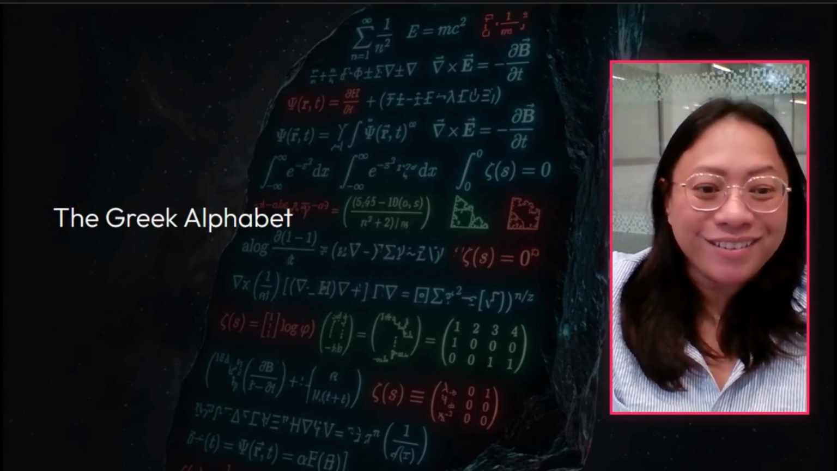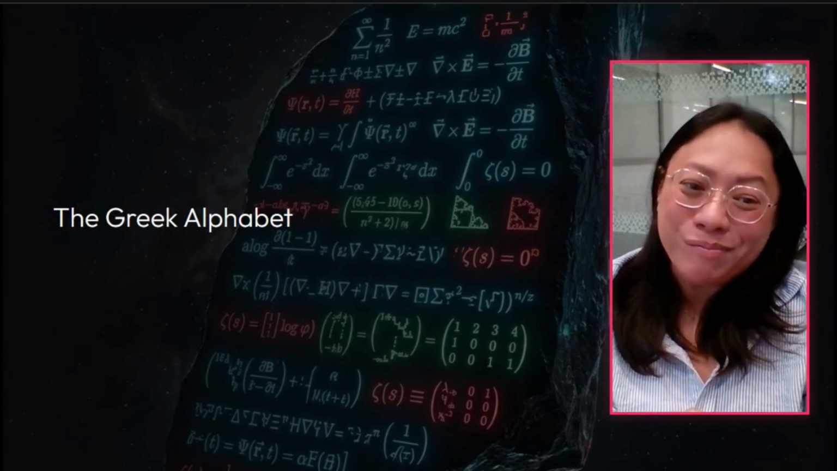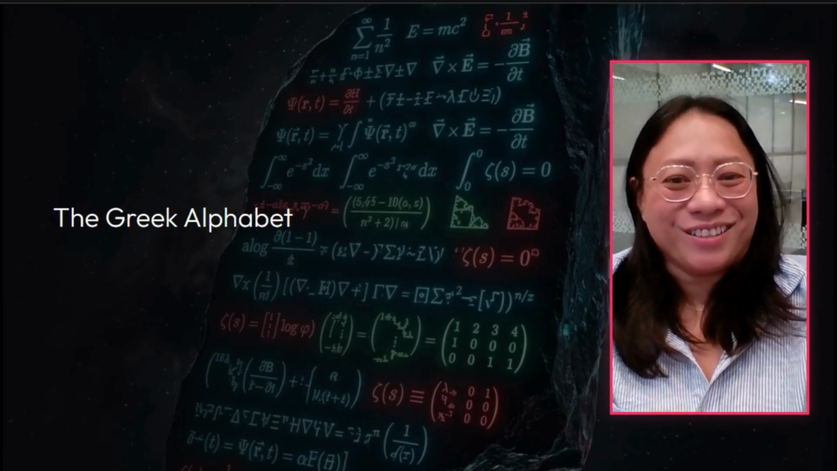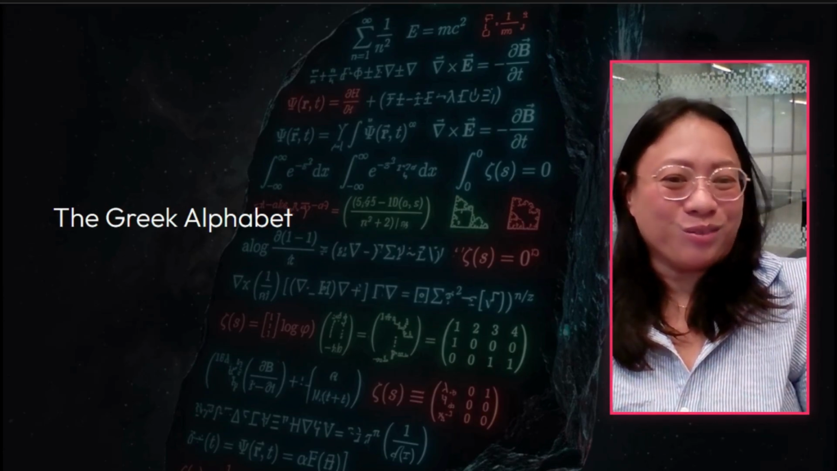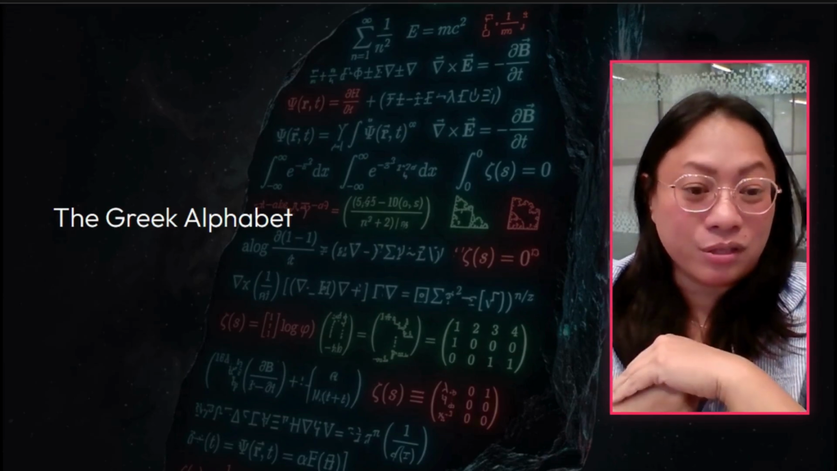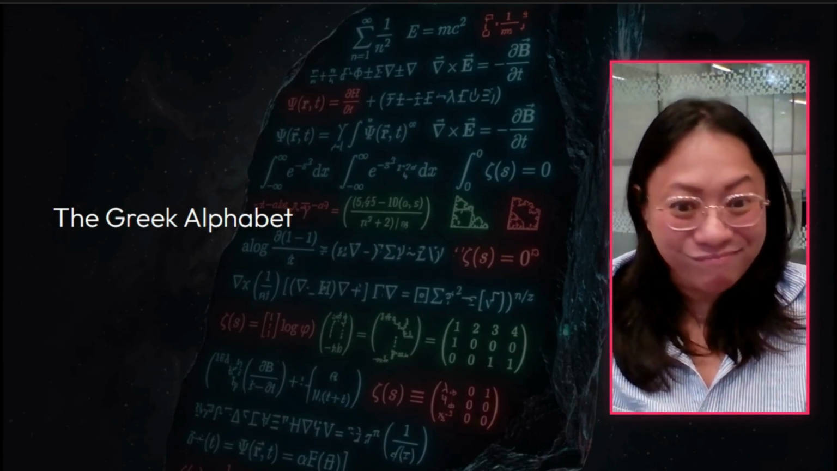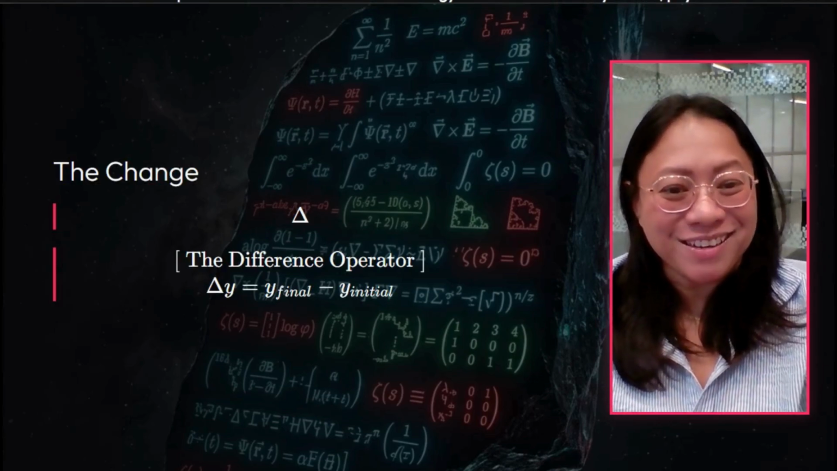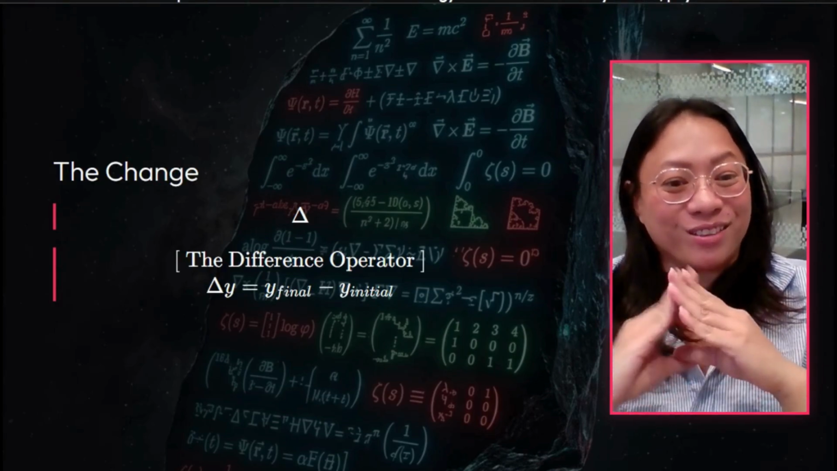So now let's move on to the Greek alphabet, because Latin wasn't enough. Mathematicians turned to the Greeks to represent the deeper geometry of the universe. And what do we mean by this? Let's take a look at an easy one, the delta.